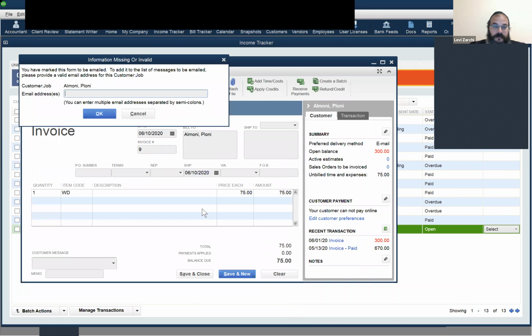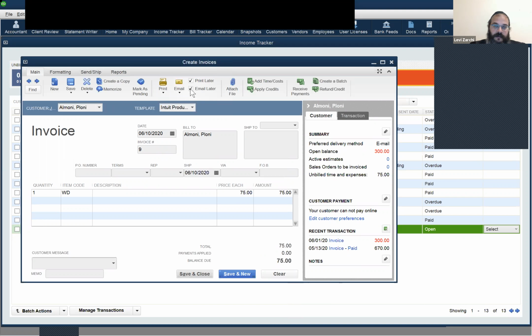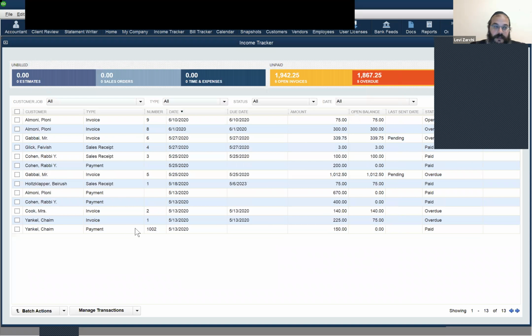Now, it's asking for an email address for Pulling Out Money because it says email later. So we're going to uncheck the email later. Okay, we unchecked the email later. We did make, I believe, an email address for some other invoice for Gabbai at Shomer Shabbos, but Pulling Out Money, he likes to keep a low profile. Usually, remember, he pays in cash. And now we have plenty of money.